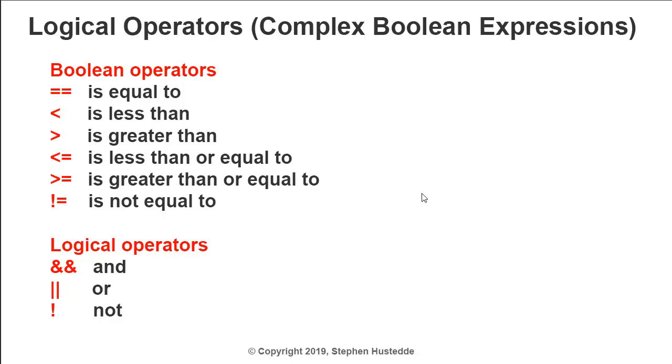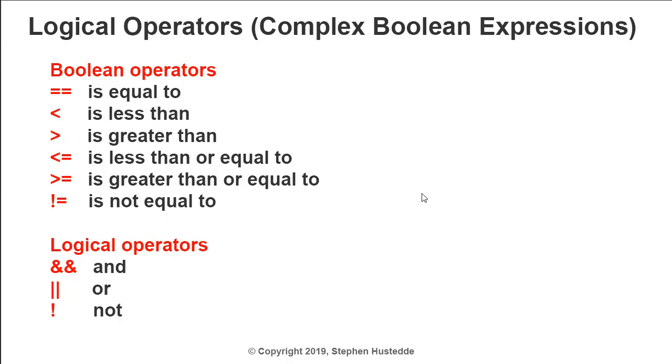Previously, we looked at Boolean operators, where we have a Boolean expression that contains one of these operators and evaluates to true or false. And we saw that there were 6 Boolean operators. A double equals is equal to. We have the less than symbol, the greater than symbol, a less than or equal to, a greater than or equal to, and a is not equal to that uses the exclamation mark.